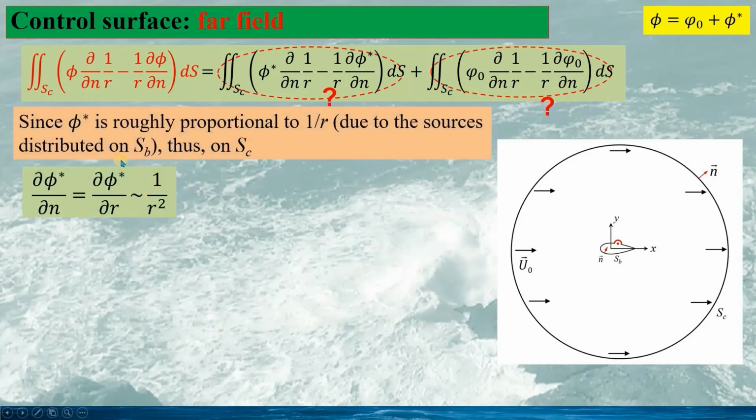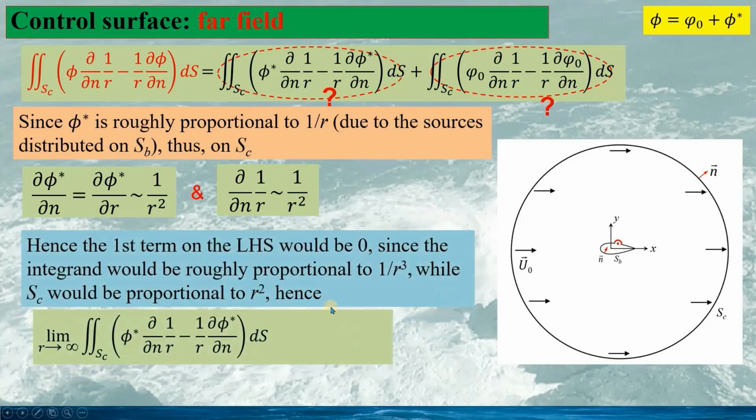As we have mentioned, since the disturbance potential phi star is roughly proportional to 1 over r because of the distributions of the sources on SB, on SC the normal gradient of the potential function phi star would be roughly given as this. It is proportional to the inverse of r squared. And in a similar way, the normal gradient of 1 over r would be roughly proportional to 1 over r squared.